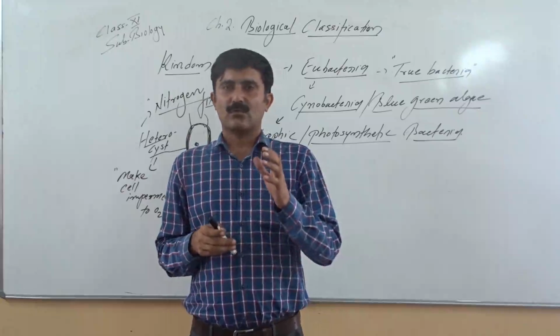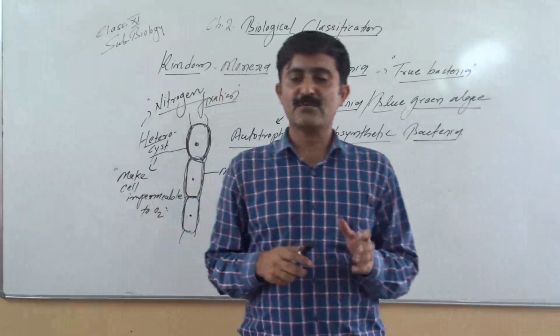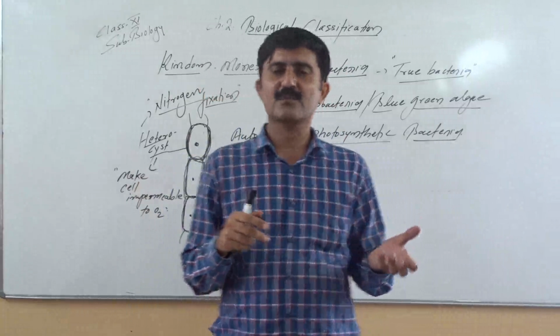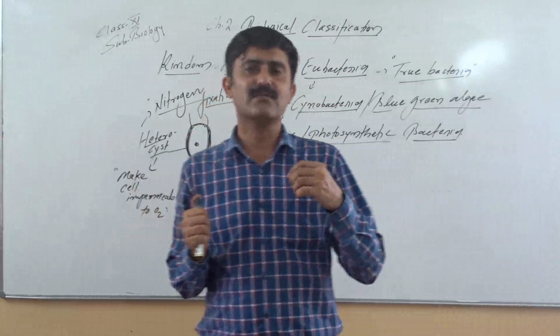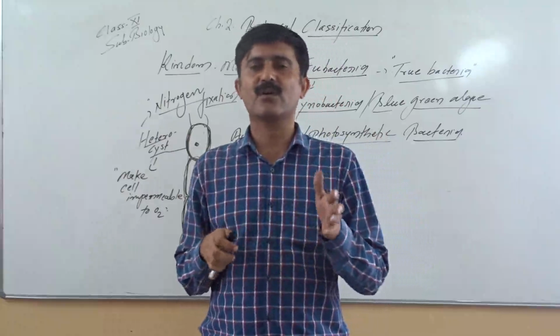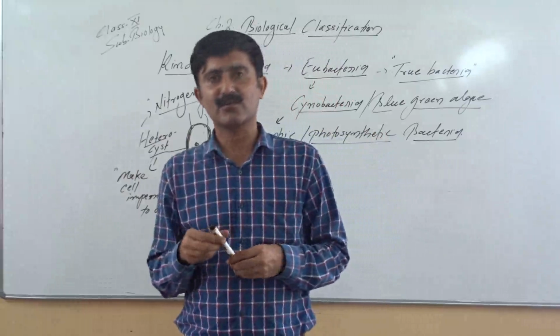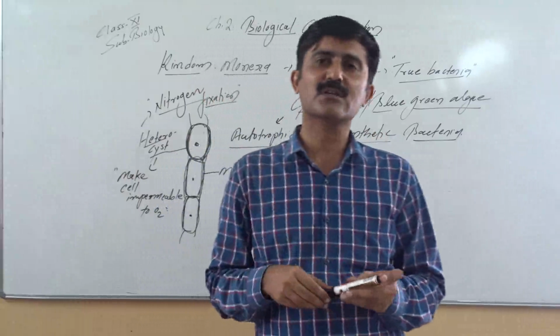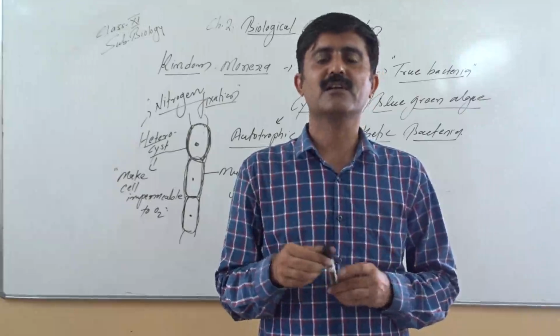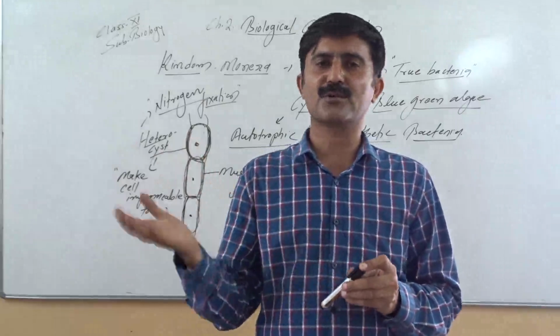So that is all about the cyanobacteria. Structure, when you look into it, they have 70S type of ribosome. They have the presence of a cell wall which is made up of peptidoglycan, or there may be the presence of cellulose also. So this is all about the types of bacteria, Archaeobacteria and Eubacteria. So we will continue about the Protista in the next video.